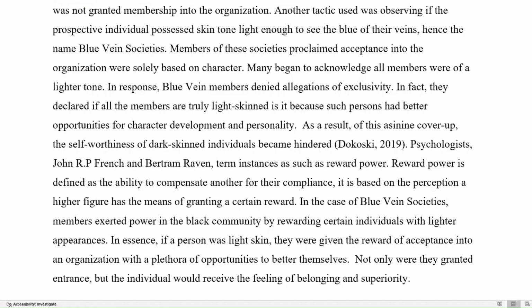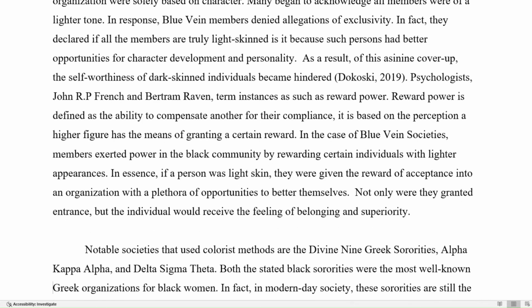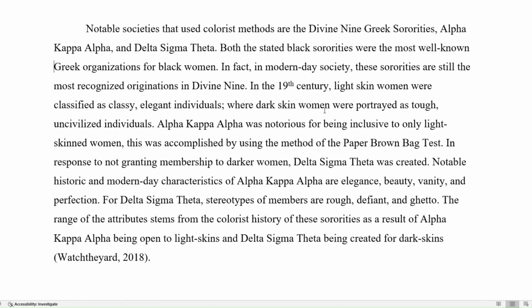Not only were they granted entrance, but the individuals would receive the feeling of belonging, sorority and superiority. Notable societies that use colorist methods are the Divine Nine Greek sororities. Alpha Kappa Alpha and Delta Sigma Theta, both historically Black sororities, were the most well known Greek organizations for Black women. In fact, in modern day societies, these sororities are still the most recognized organizations in the Divine Nine.